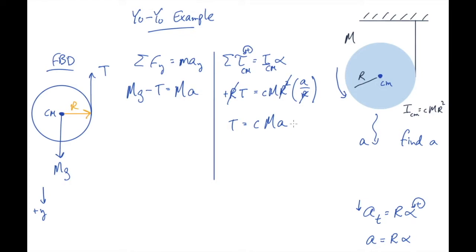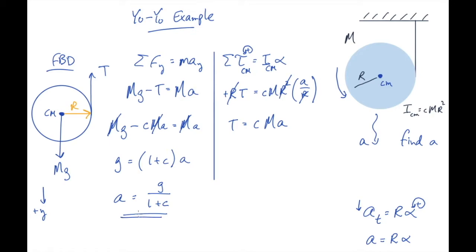I now have two equations for two unknowns, the tension and the acceleration. So let me take this expression for T, substitute it into here, and solve for the yo-yo's acceleration. Here's how it goes. mg minus the tension equals ma. Cancel all the m's and move this term over to find that the acceleration is g over 1 plus c.